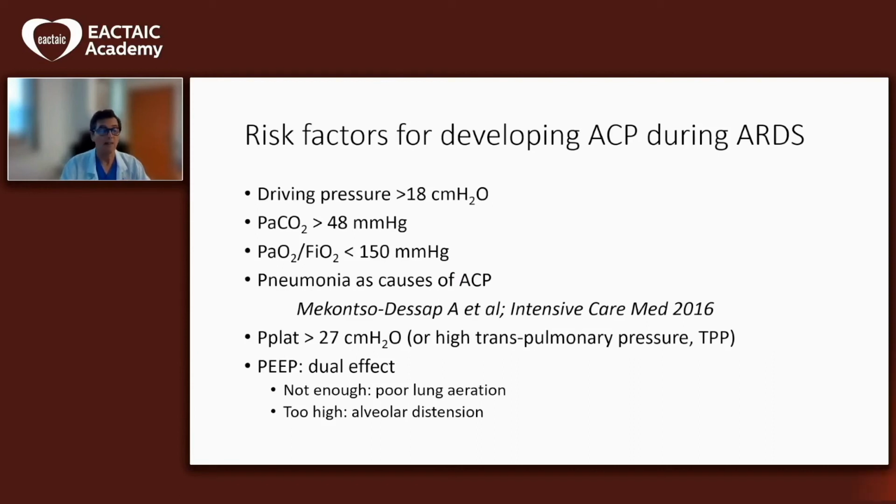PEEP has a dual behavior. If you do not provide enough PEEP, there is poor lung aeration, resulting in increased pulmonary vascular resistance. And if PEEP is too high, there is alveolar distension, which reduces the diameter of the very small capillaries around the alveoli and also results in right ventricular pulmonary vascular resistance increase.